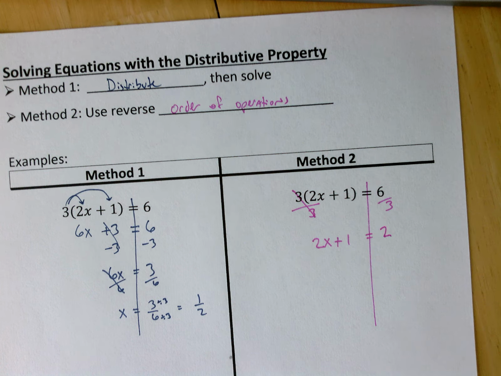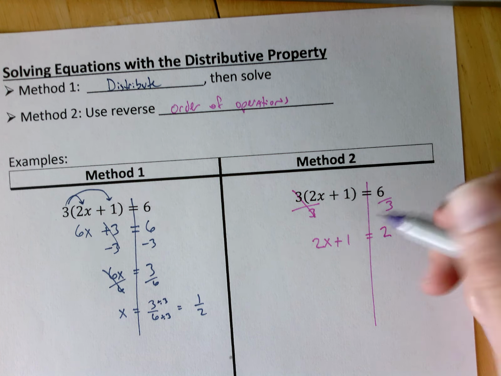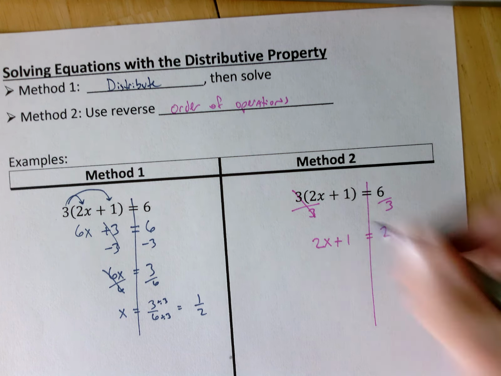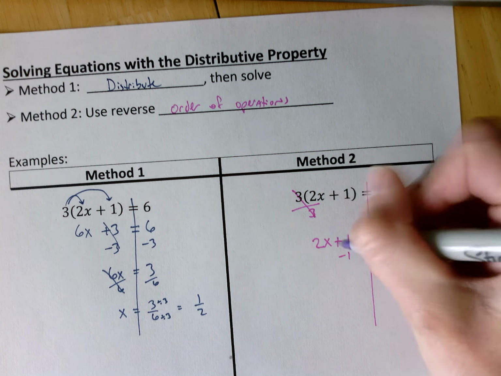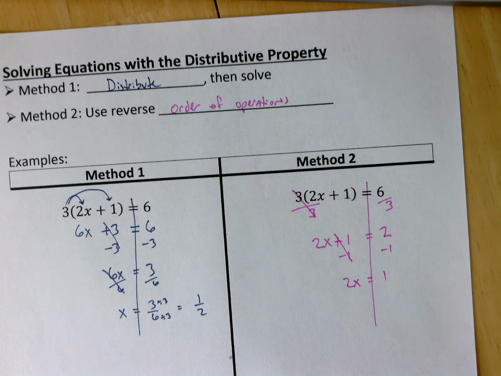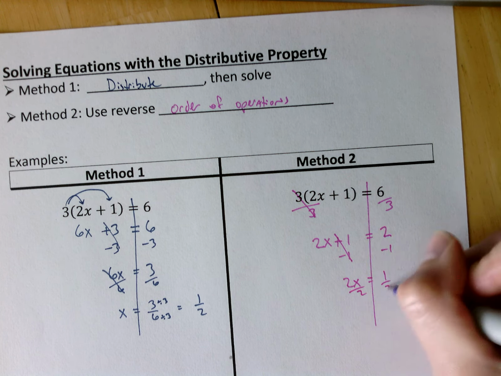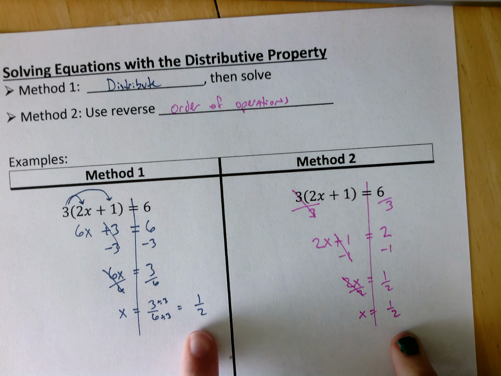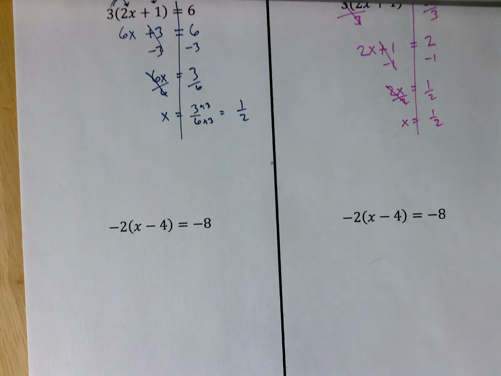So from here, there's no more grouping symbols. So I go back to my reverse order of operations. I've got an adding and I've got a multiplication. You want to do the adding first. So that'll cancel. I have 2x equals 1. And then divide both sides by 2. And there's the same answer that we got before, 1/2. Okay, so either one of these two methods will work. So let's do it again with this guy down here.